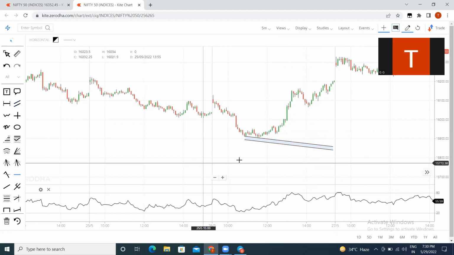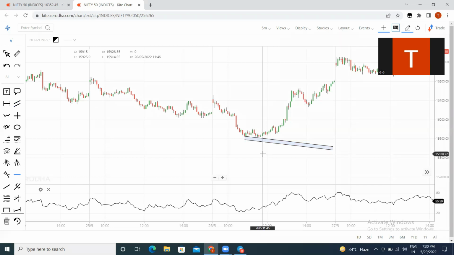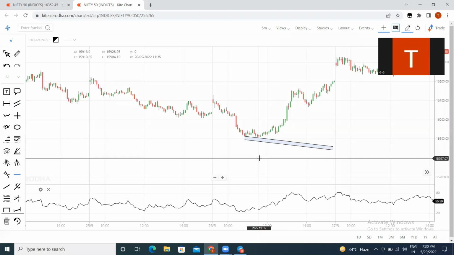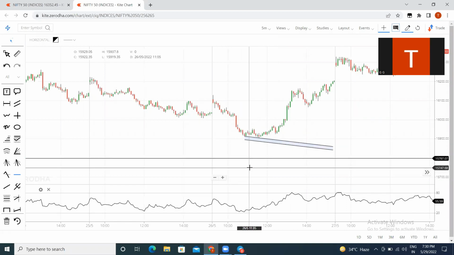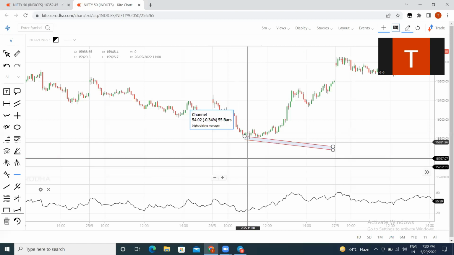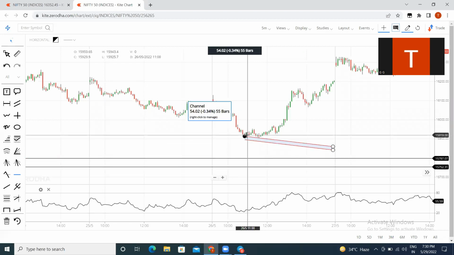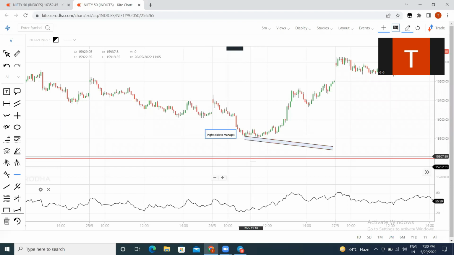So what I say is that, okay, 15,800 is a safe level to sell puts. So people can sell 15,800, or I can sell 15,750. Now on this particular day, I remember when at this point I said, hey guys, 15,800 is safe to sell.